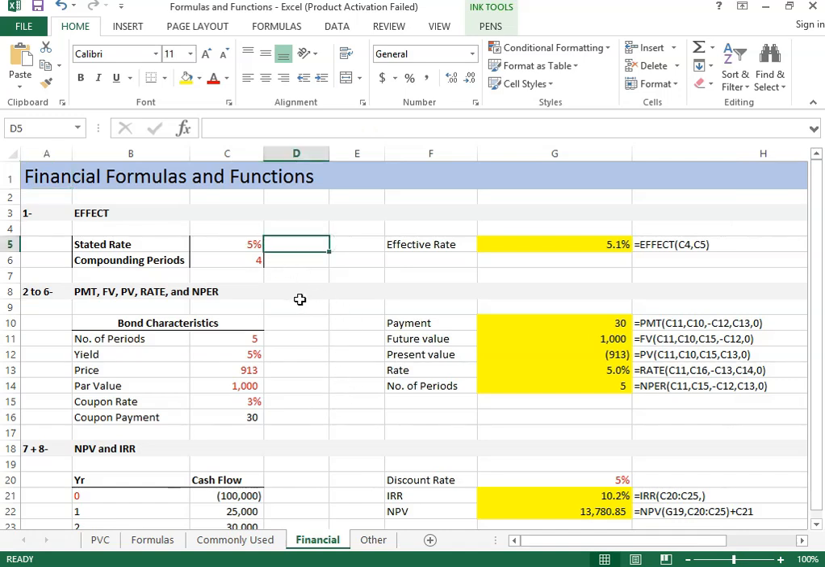So remember that in finance, or in financial analysis, you have a stated rate and you have an effective rate. Why is the effective rate different? Because compounding can be different.